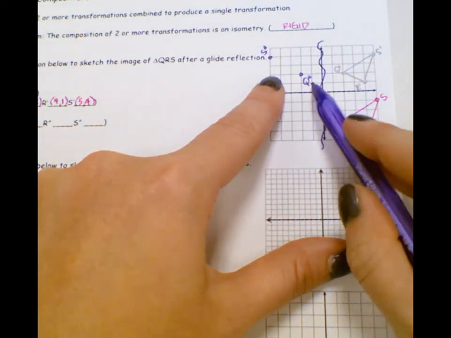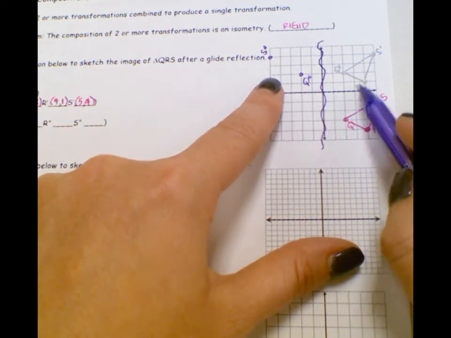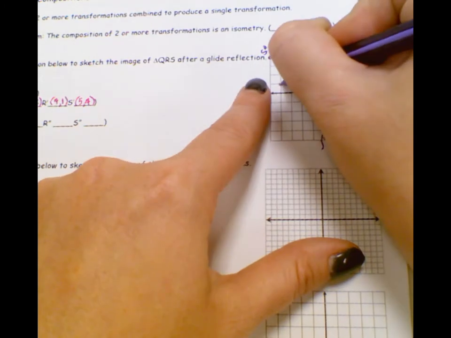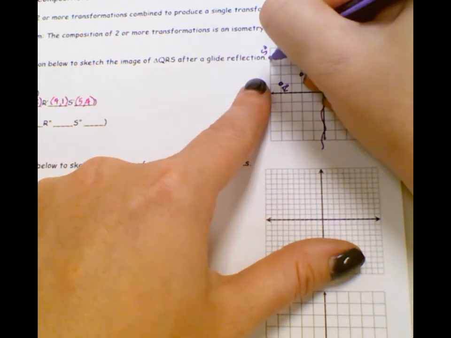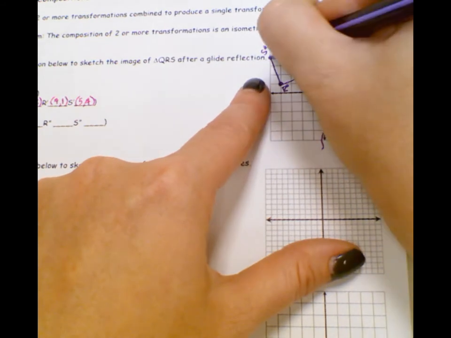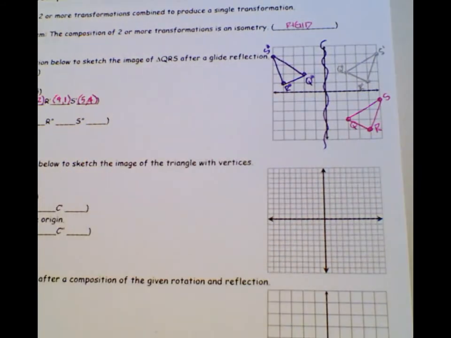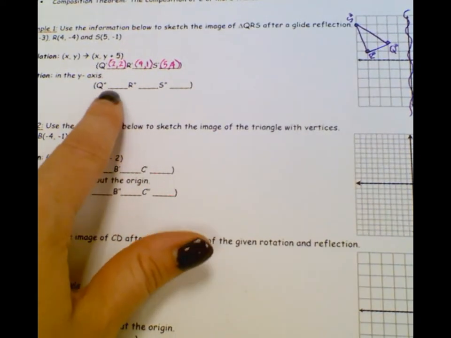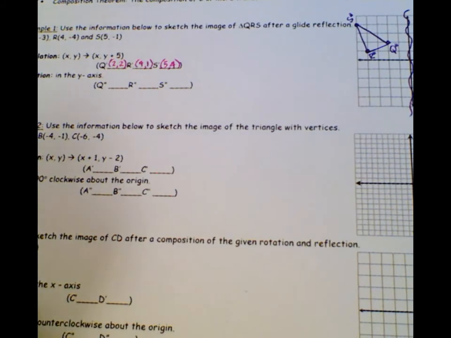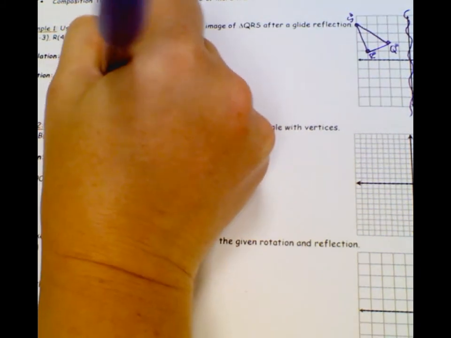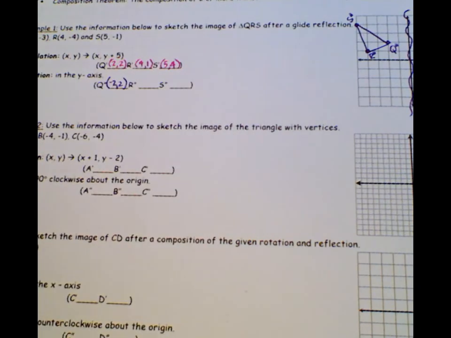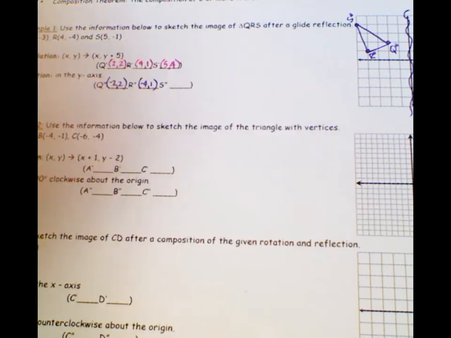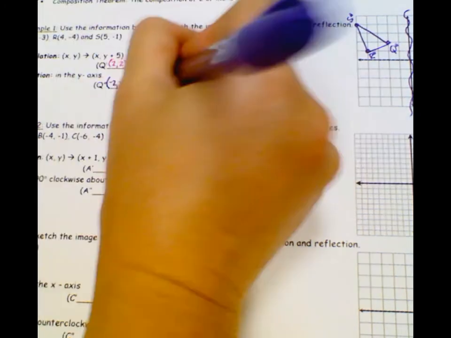And again, make sure you're putting those double primes so that we know the difference. So let's see, R is 4 over to the right. So it's going to be 4 to the left. And there is our new triangle after we flip it over that y-axis. So all I need to do before I'm done with my problem is come back over here and just write down my ordered pairs. So Q is (-2, 2). R is (-4, 1). And S is (-5, 4).